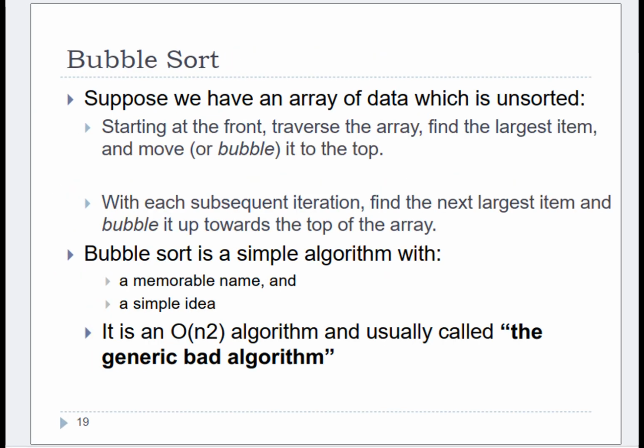Bubble sort. Suppose we have an array of data which is unsorted. Starting at the front, traverse the array, find the largest item, and move, or bubble, it to the top. With each subsequent iteration, find the next largest item and bubble it up towards the top of the array. Bubble sort is a simple algorithm with a memorable name and a simple idea. It is an O(n^2) algorithm and usually called the generic bad algorithm.